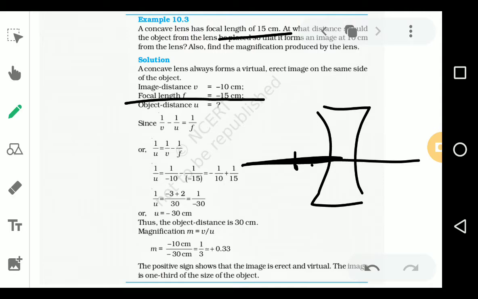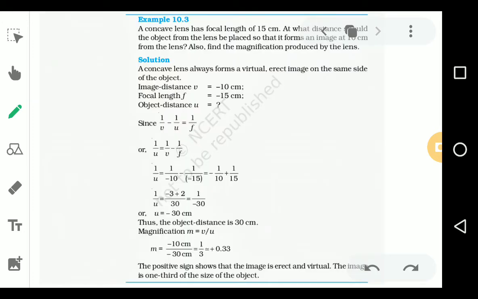Okay, and what else is given? The image. Okay, so the question will further read, at what distance should the object be placed from the lens so that it forms an image at 10 centimeter from the lens? It is asking you the object distance. And where the image is going to be produced, that is going to be produced at 10 centimeter.